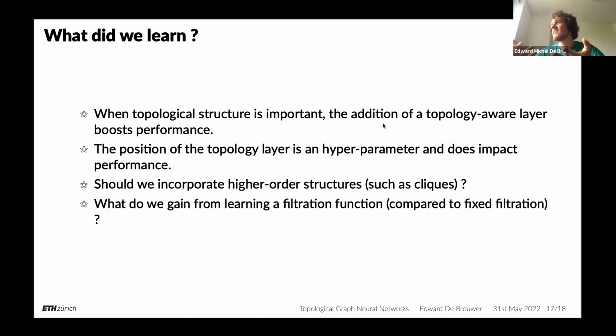Because we designed our model to be a layer that we can stack at any position in the architecture, the position where you put this topological layer, and also how many of them you want to put in, is also a hyperparameter. We only experimented with putting one such layer in each architecture.